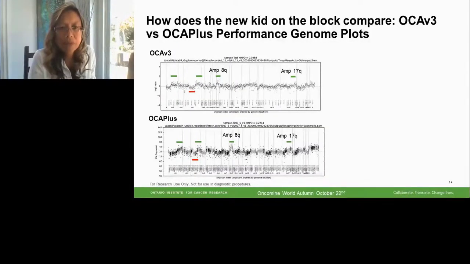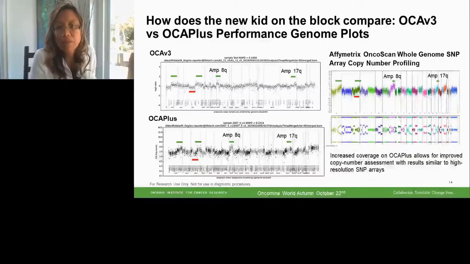One of the outputs for OCAv3 and OCAplus are whole genome plots. What I'm showing you here are the same samples, one processed by OCAv3 and one by the Plus assay. You can see the extra content in OCAplus gives really good whole genome information, again giving us information about the karyotypic complexity of these cancers.